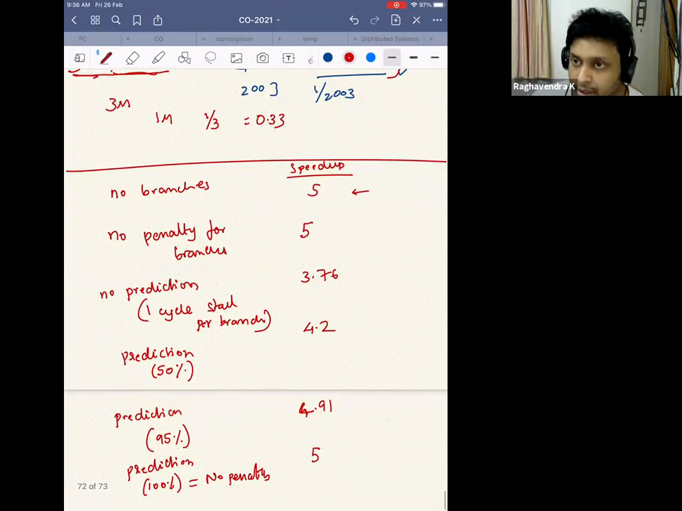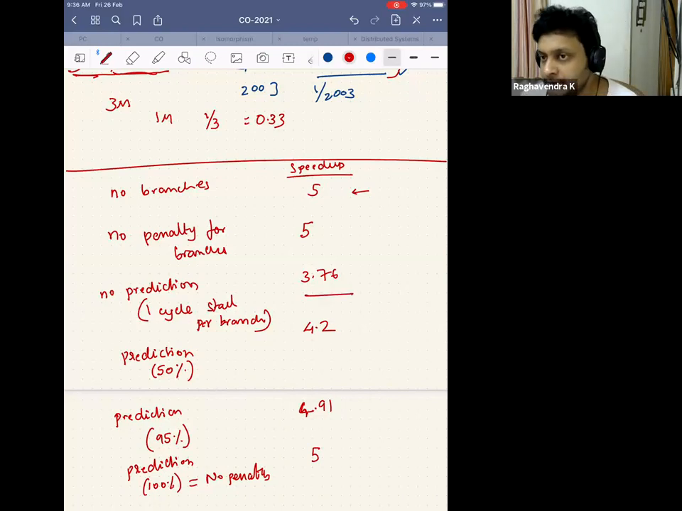So if I build a processor which is giving me a speed up of 5, and somebody comes up and says that I don't want to build a complex processor, but I'm giving you a speed up of 3.76, maybe you will not buy it. So you will want something which is faster and faster and faster.